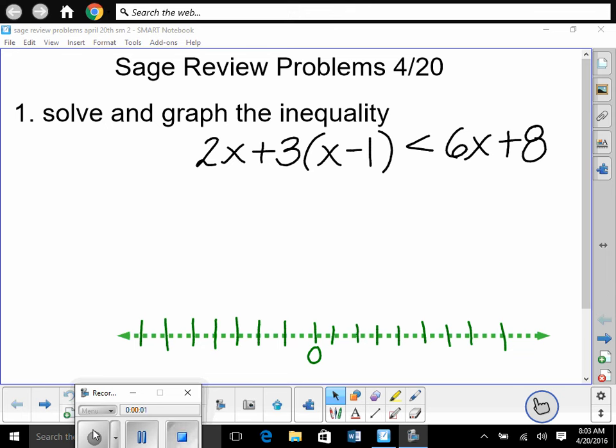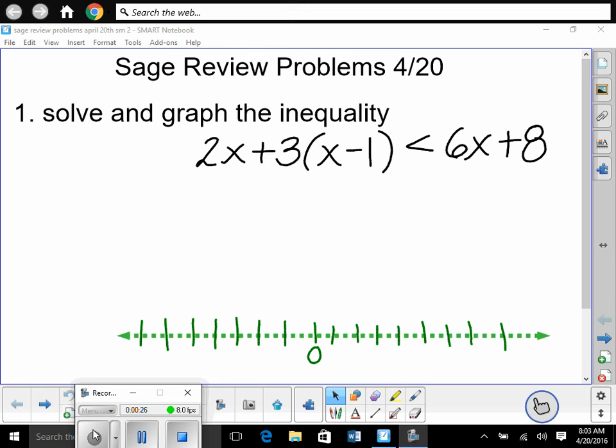Solve and graph the inequality. So remember, inequalities are just like equations. They just have a fancy equal sign. The only catch is you do have to remember, if you're solving an inequality or you're trying to graph it, if you multiply or divide both sides of the inequality by a negative, you've got to change the sign of the inequality.